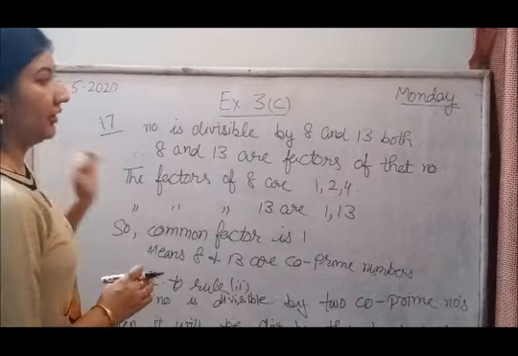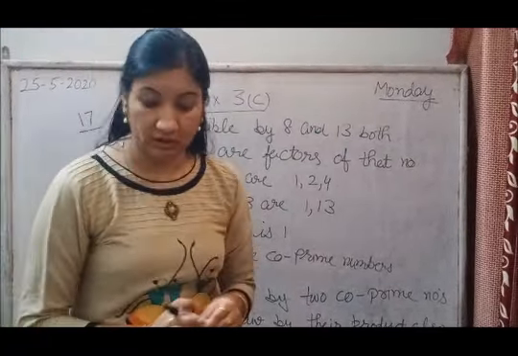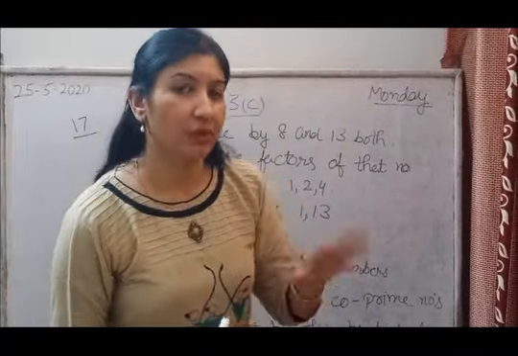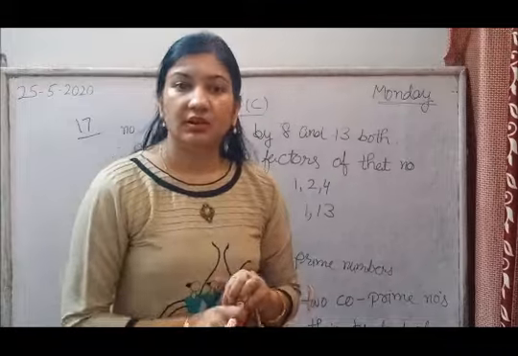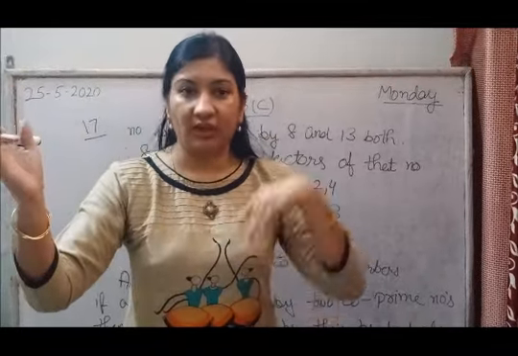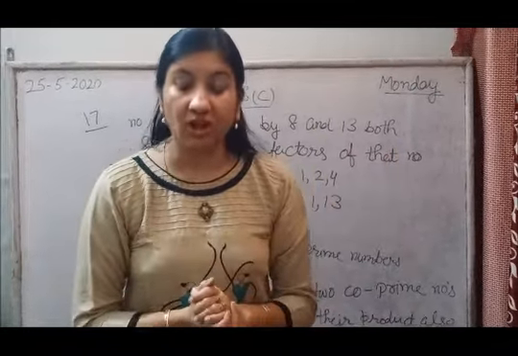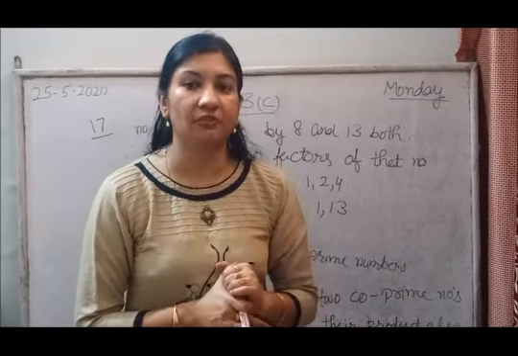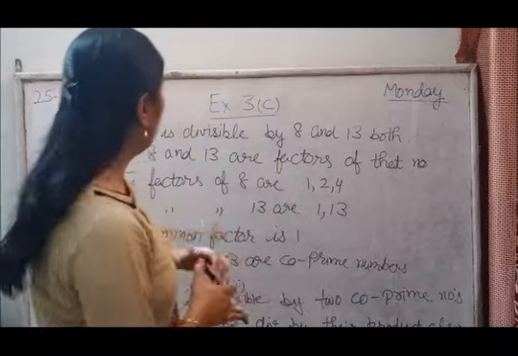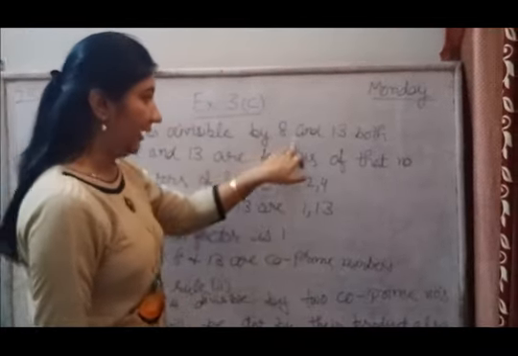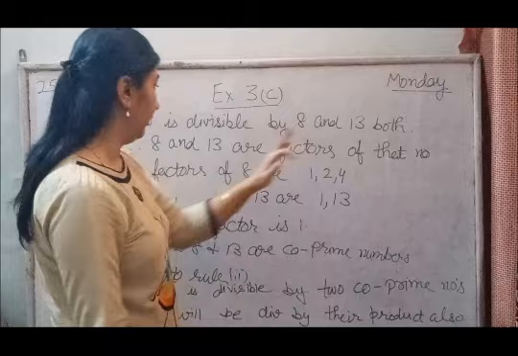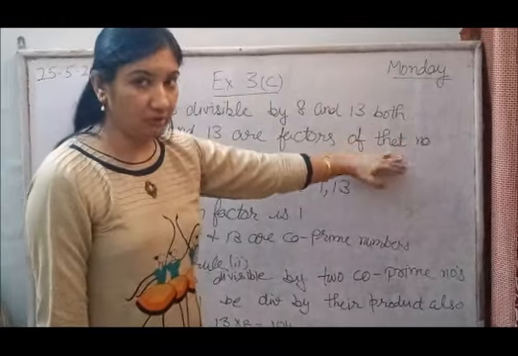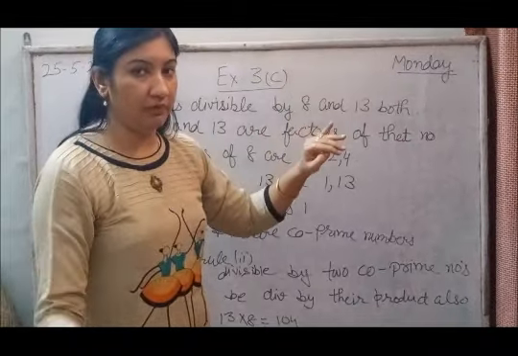Question number 17. In this question, they are saying a number is divisible by both 8 and 13. Any number is given to you. They are saying that the number is divisible by 8 as well as 13. By which other number will that number be divisible? You have to find any other number by which that will be divisible. So, firstly, the number is divisible by 8 and 13 both. This they have given. So, 8 and 13 are factors of that number because it is divisible by them. So, they will be factors.